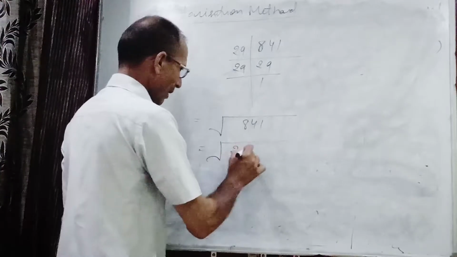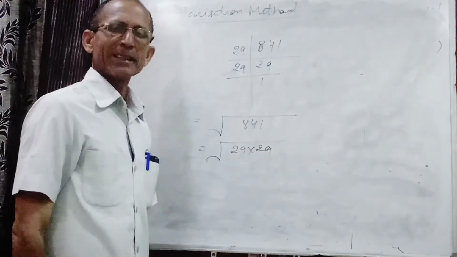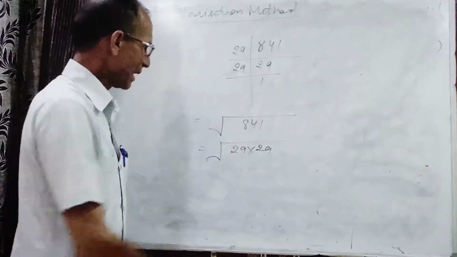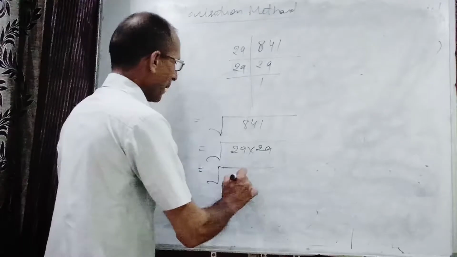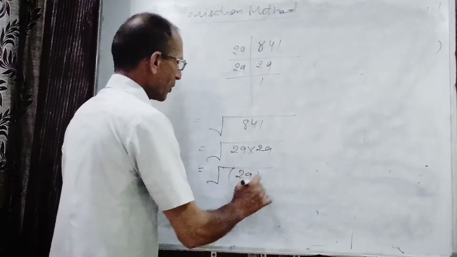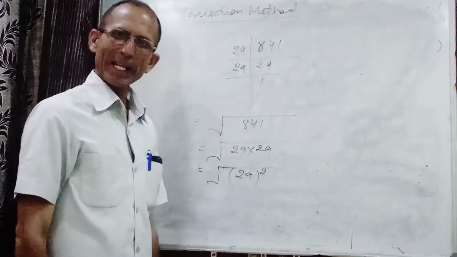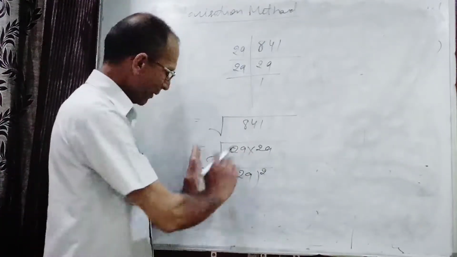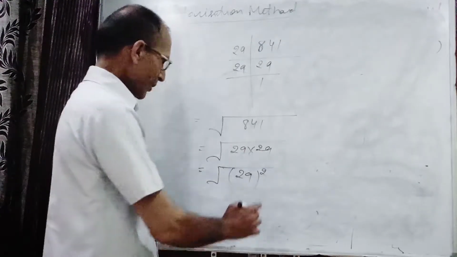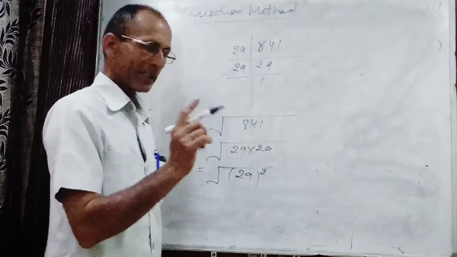841 is the product of 29 into 29. Yes or no? 29 multiplied by 29. Here 29 is multiplied 2 times, so I can write 29 square. This is also right, because 29 is multiplied 2 times. So 29 whole square.